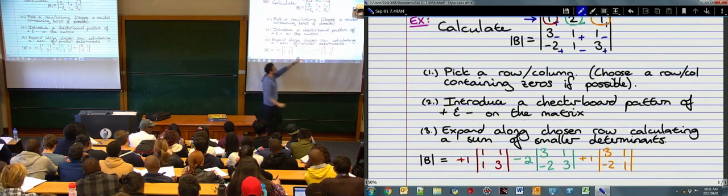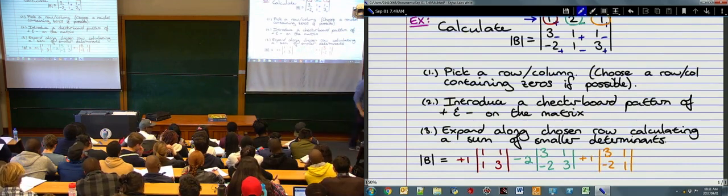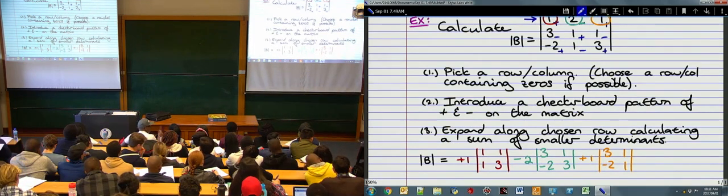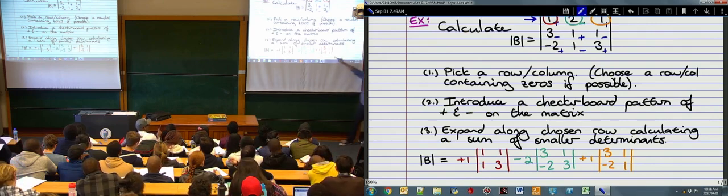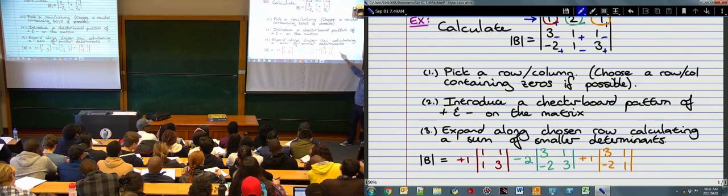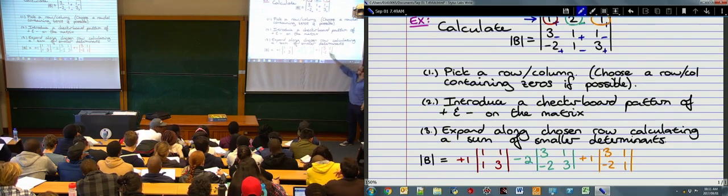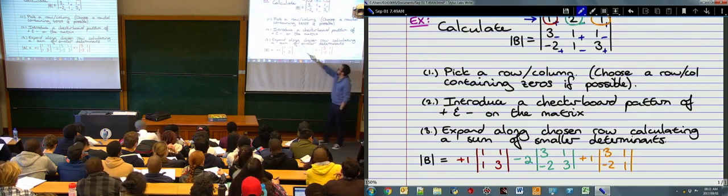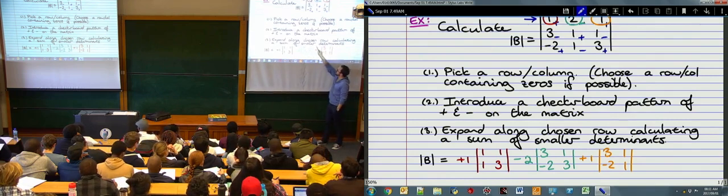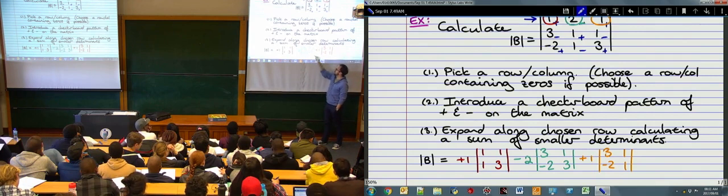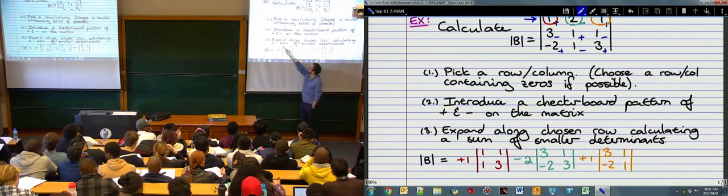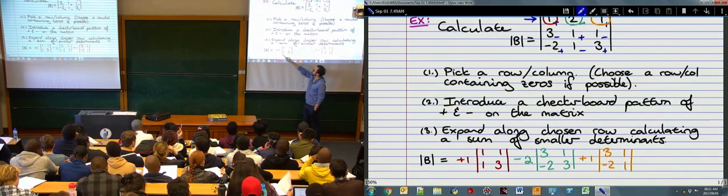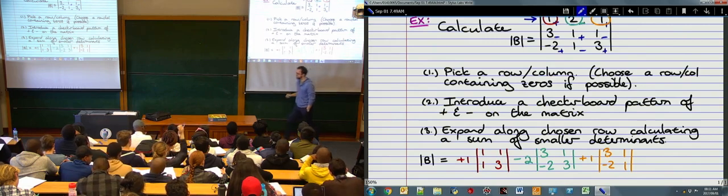And each of these smaller determinants now, we can evaluate using the rule that we have for the determinant of a 2 by 2 matrix. So this over here will be 3 times 1 minus 1 times minus 2. So that will be 3 plus 2. So this is going to be 5. And this is going to be 9 minus minus 2. So that will be 9 plus 2. This will be 11. And this will be 3 minus 1 is 2.